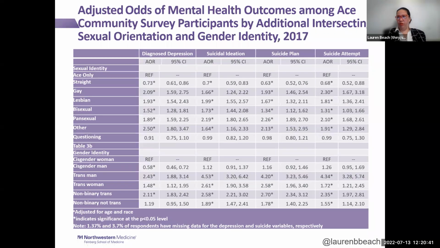So then if we look at the odds ratios, you can see that, when we were adjusting for age and race, people who are ace and straight have lower levels of diagnosed depression than people who are ace only, which is our reference group. And you can see these disparity patterns that we just talked about across these mental health outcomes in asexual people in this ACE community survey data set.